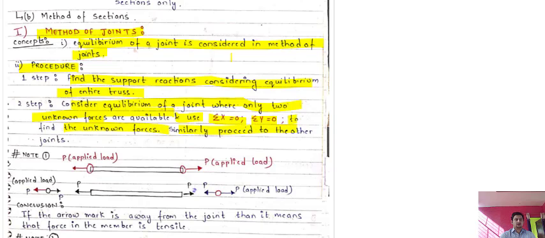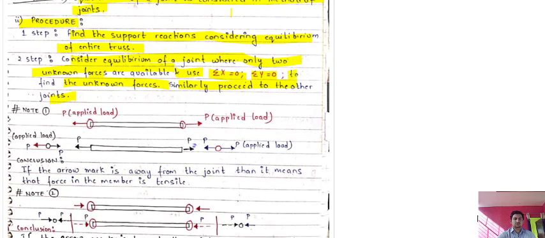Similarly, proceed to another joint. First maintain the equilibrium at one joint, then move on to the next joint, then the next joint. You follow these procedures to find the unknown forces using the method of joints by maintaining the equilibrium of the joints. Now you need to know some basic fundamentals that are followed in the method of joints.